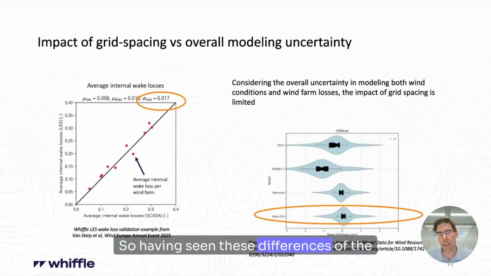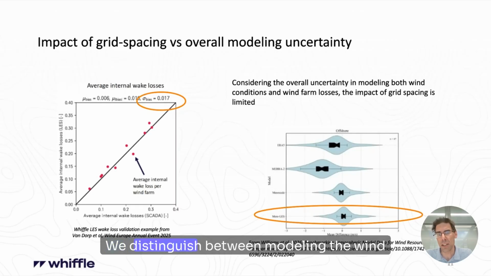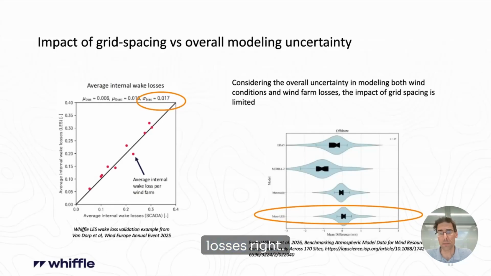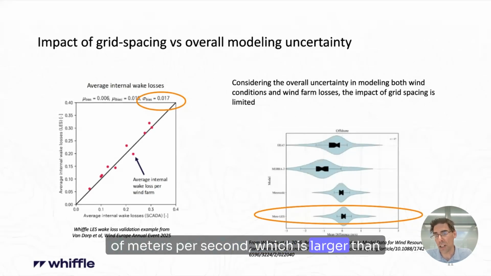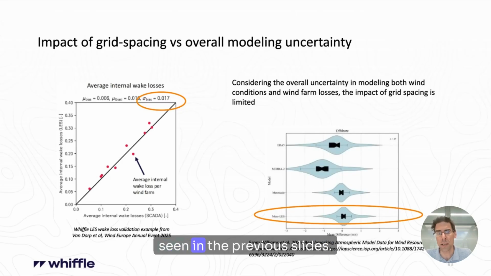So having seen these differences of the impact of the grid spacing, how significant are these differences? You can approach that question in different ways, but here we compare the impact of the grid spacing to the overall modeling uncertainty. We distinguish between modeling the wind climate right and modeling the wind farm losses right. The picture on the right-hand side is taken from a large validation study that was performed for only offshore sites. And here we see that the uncertainty in modeling the wind is easily multiple tenths of meters per second, which is larger than the impact of the grid spacing that we've seen in the previous slides.